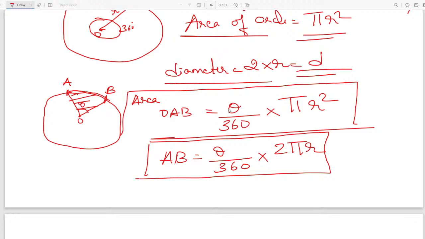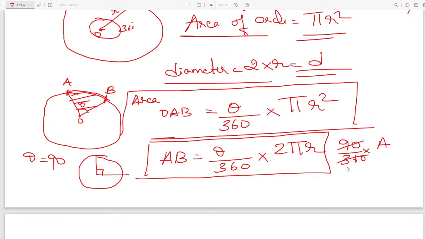For example, if theta is 90 degrees, this is 1/4 of the circle. So theta is 90 divided by 360 into the area of the circle. 90 over 360 is equal to 1/4, into the area. So this is how we get the area of the sector and the length of segment AB.